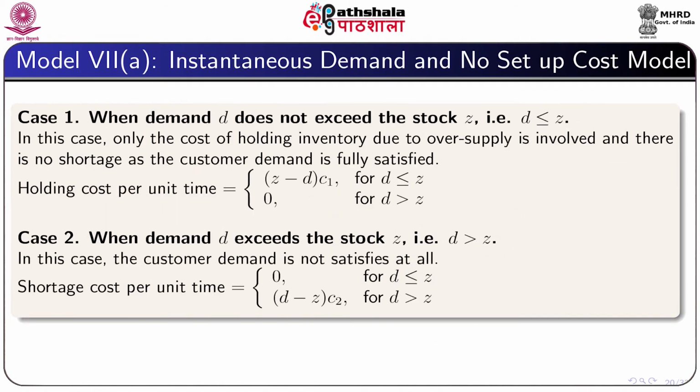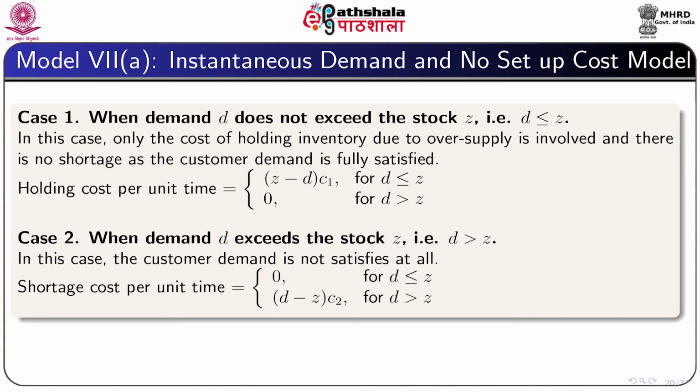So, in case 1, when demand D does not exceed the stock Z, that is D is less than or equal to Z, only the cost of holding inventory due to oversupply is involved, and there is no shortage as the customer demand is fully satisfied. Therefore, the holding cost per unit time is equal to (Z minus D) into C1 for D less than or equal to Z, and 0 for D greater than Z.